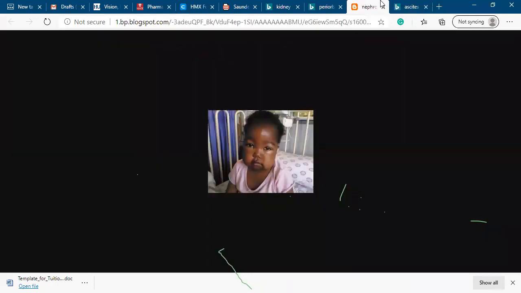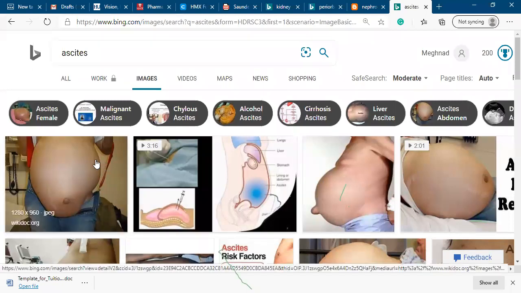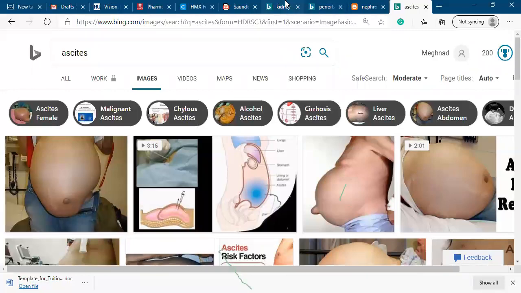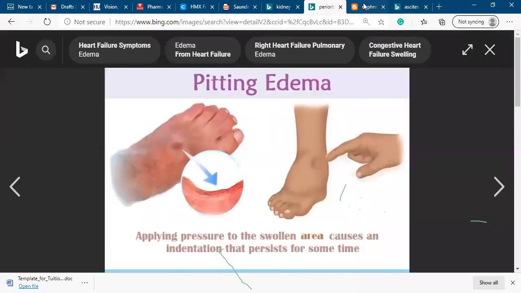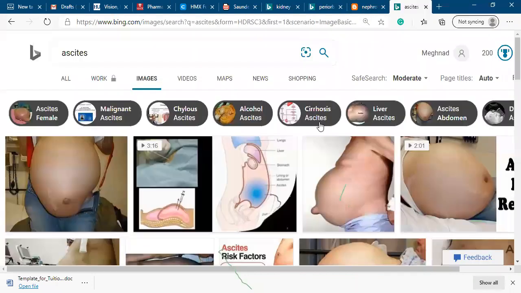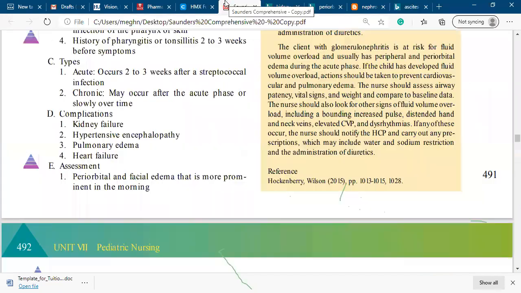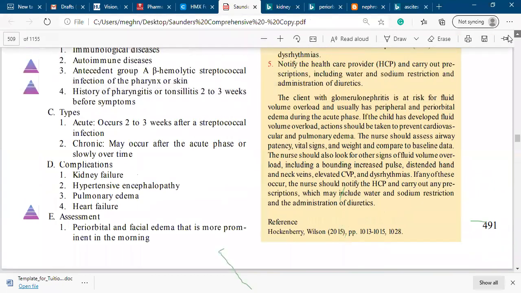If anybody has ascites, it means the fluid accumulates inside the abdomen. This is the abdomen, fluid accumulates here and causes ascites. Ascites indicates they have a liver problem. So with a kidney problem, they always have pitting edema or facial edema. If it's a heart problem, pitting edema. If it's a liver problem, ascites, right?